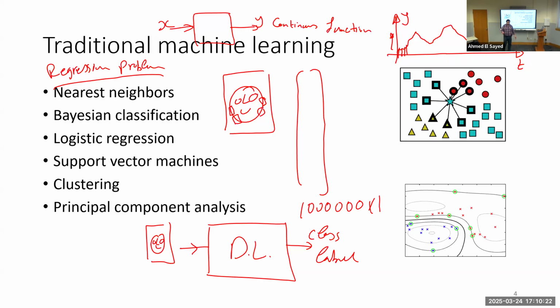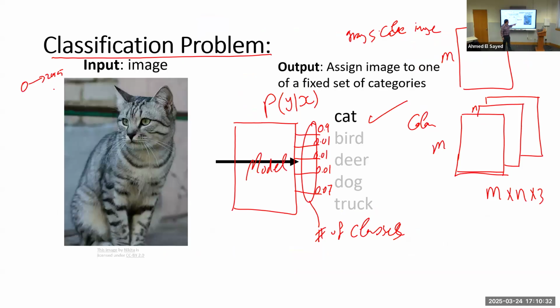So for the regression problem, the input is continuous and the output is continuous. For the classification problem, the input can be continuous, but the output will be discrete categories.